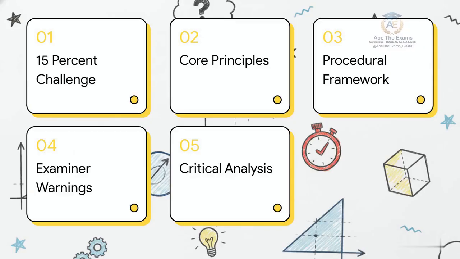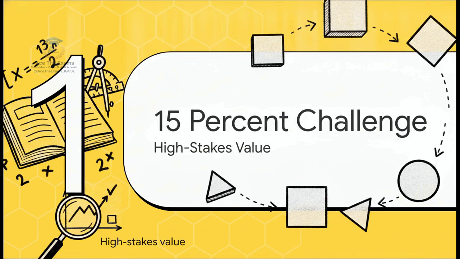To get you there, we're going to follow this 5-step playbook. We're hitting the 15% challenge, the core theoretical principles, the procedural framework, the top 3 examiner warnings, and finally, critical analysis and mastery. Section 1, the 15% challenge.